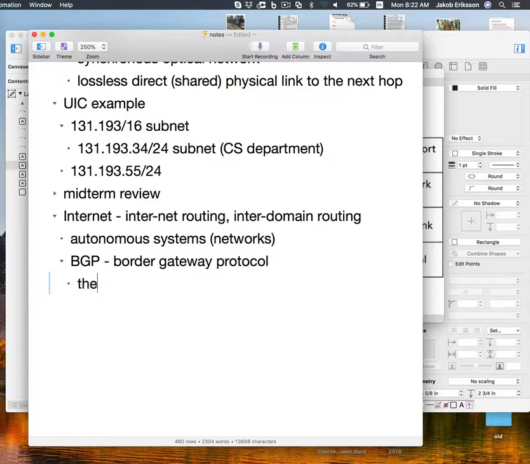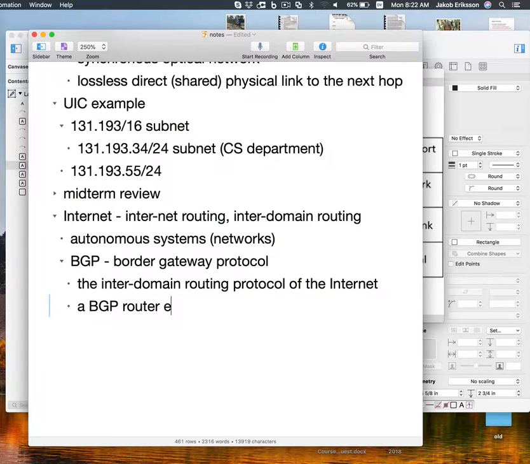So this is the Interdomain Routing Protocol of the internet. If you want to be an internet autonomous system, if you want to join the internet as sort of a full member or something like that, you need to speak BGP. A BGP router represents one or more IP subnets.